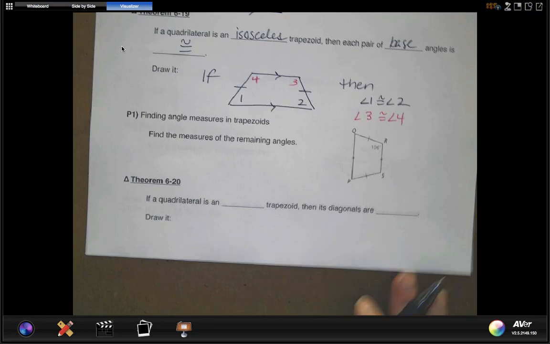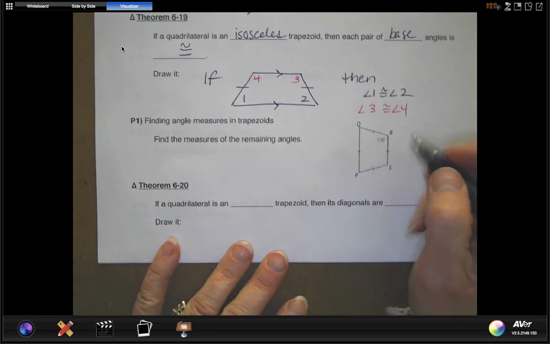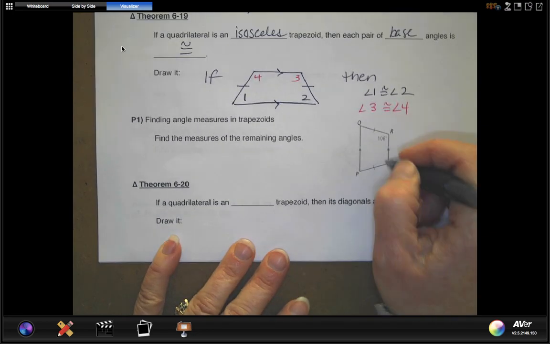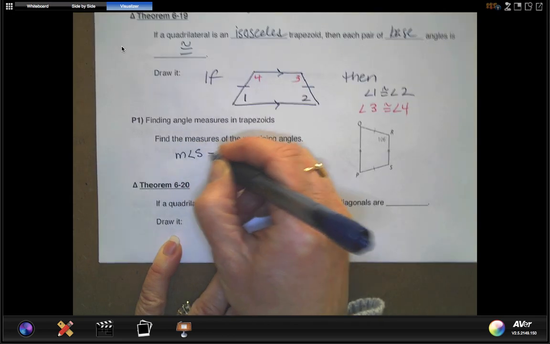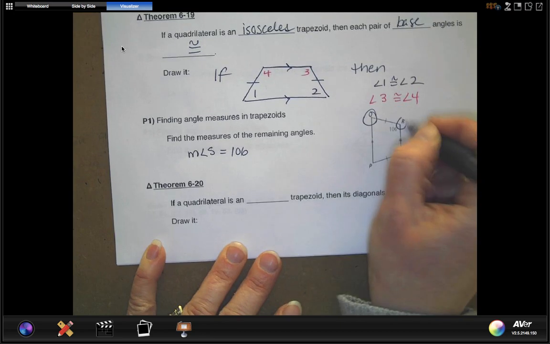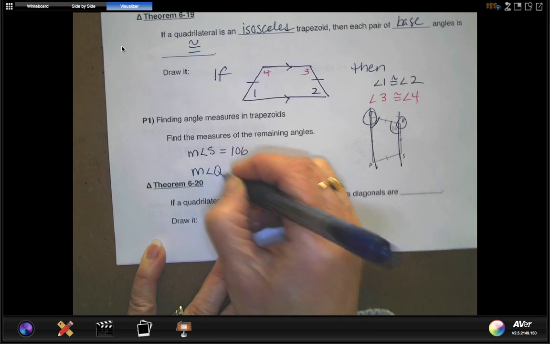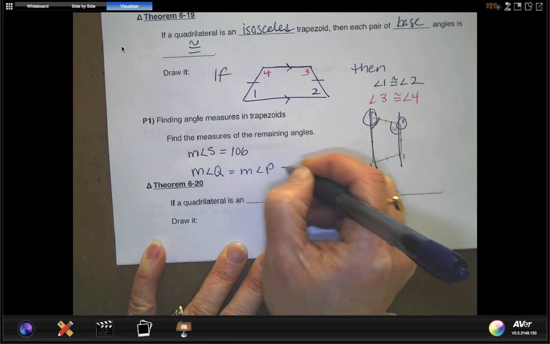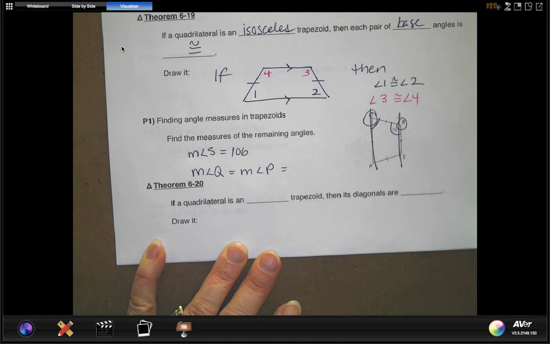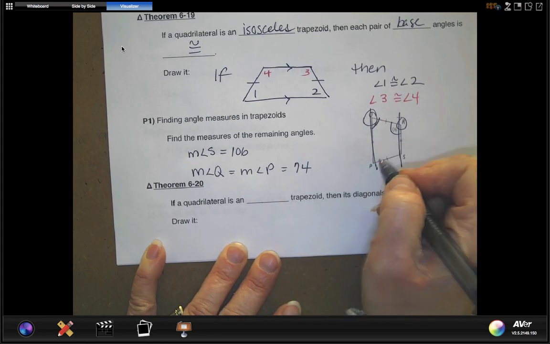All right, find the measures of the remaining angles. So, I mean, it's still a quadrilateral, so you still know they all add up to 360, but this is 106 here, so that means the measure of angle S is also going to be 106 because it's another base angle. These two angles right here, these lines are parallel, so then these are same side interior angles, so they're going to be supplementary. But then Q and P are going to be the same thing because they just line up there. So if I do 180 minus 106, I'm going to get 74. So both of those are 74 then, 74, 74.